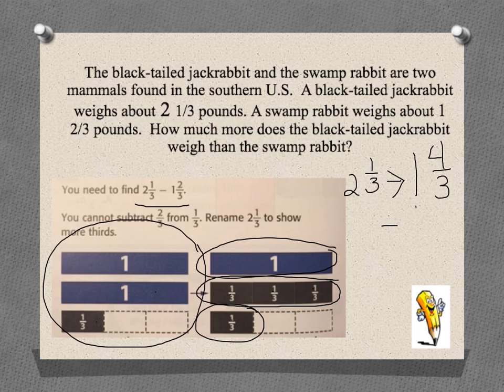Now it's easy to subtract. 4 minus 2 is 2/3, and 1 minus 1 is 0. So the difference between the weights of those two rabbits is 2/3 pounds.